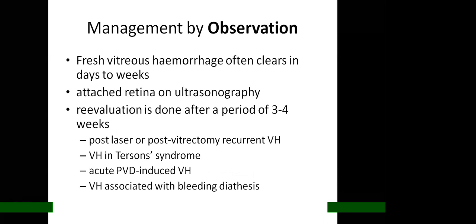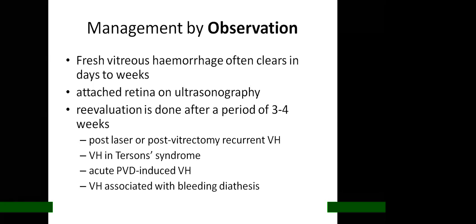So management by observation tends to be initiated where there's a fresh vitreous hemorrhage, there's no retinal disease that is likely to progress while you're observing, like a retinal detachment or diabetic retinopathy. So you're fairly certain of your diagnosis. Perhaps it's breakthrough bleeding from a CNVM, or there's adequate laser in a diabetic with no membranes. So then perhaps you can observe. However, you must be certain that the retina is attached on ultrasound.